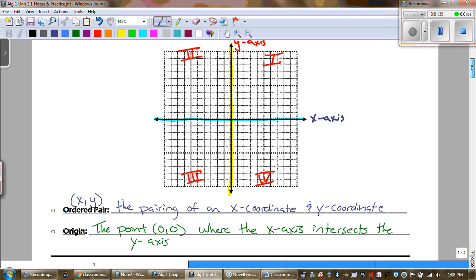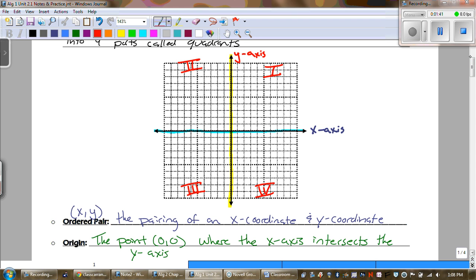All right. Now, the next thing we're going to talk about is an ordered pair. An ordered pair is always written x, comma, y. Just think of them as alphabetical order. X comes first in the alphabet, so x comes first in an ordered pair because it's ordered. Okay, and that is the pairing of an x coordinate and a y coordinate. It gives you the directions to where to get to a point.